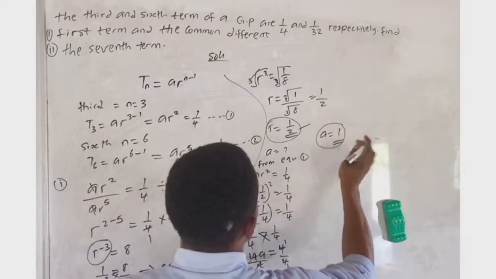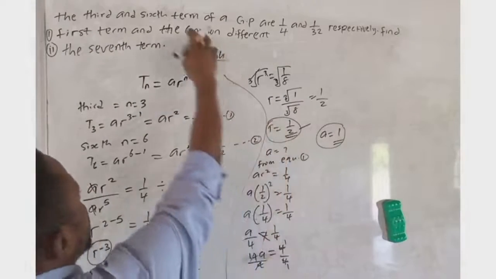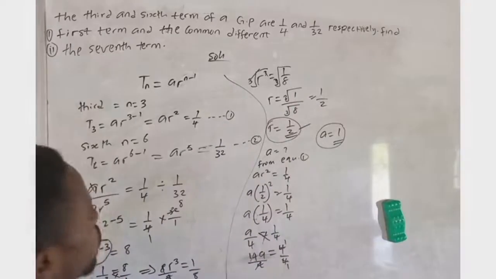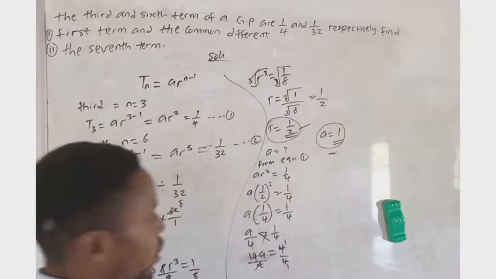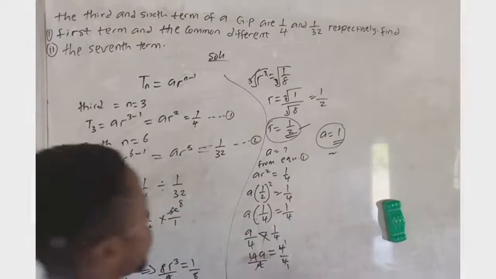So the value of the first term is equal to 1, where our r, the common ratio, is equal to 1 over 2. So that is the solution for question 1. I hope you understand this. Okay, without wasting time, let's move to question 2.